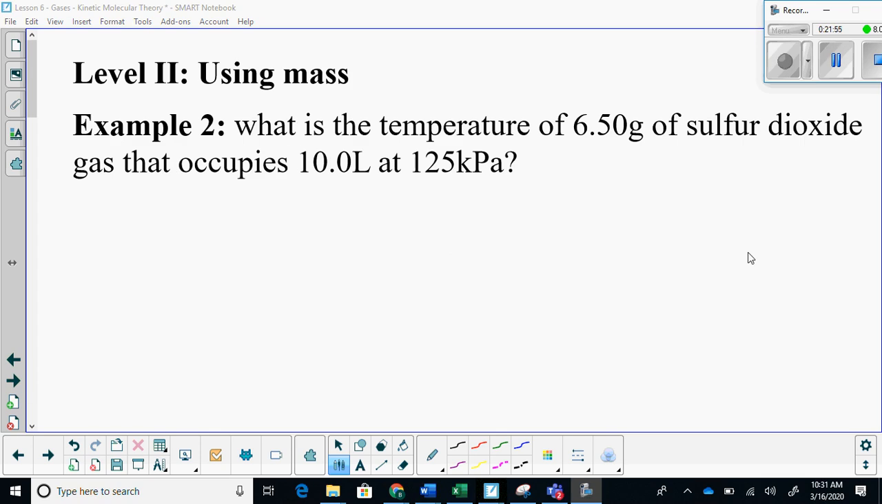Okay, so now what we're going to do is use mass. So remember, when you have mass, you can get moles. So if you're going from grams to moles, you will use molar mass.